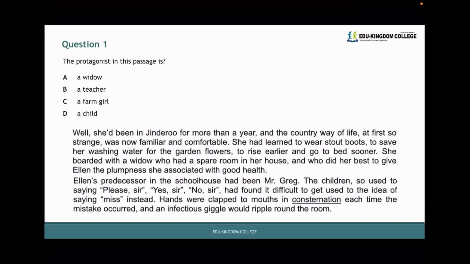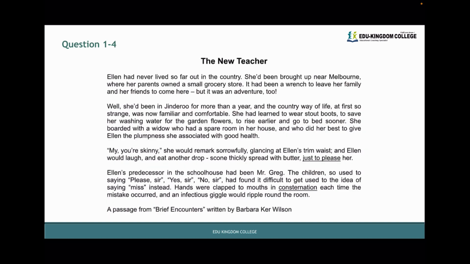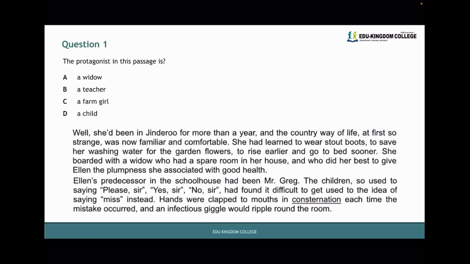So question one asks us, the protagonist in this passage is who? Right off the bat, I want you guys to see that throughout the entire extract, we refer to Ellen, who is the farm girl or the child, by her name. Because we refer to that person by their name, we know it's not their perspective. When you refer to yourself or when you personally speak, you use personal pronouns or first person perspective, right? For example, I wouldn't say, oh, Celine passed her exam. I would just say, I passed my exam. It would be really weird if I called myself from third person perspective. So immediately we know it's not C or D.